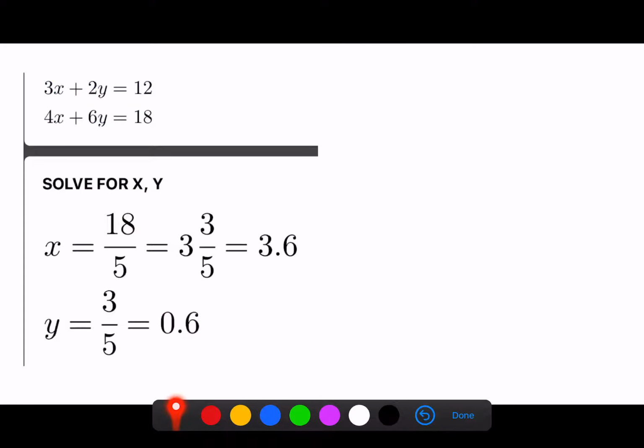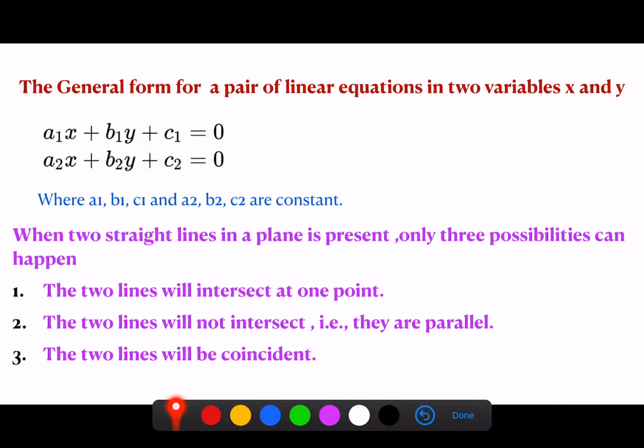Now when we solve it algebraically, you get this value, and we will discuss that later. Now first of all, you know the general form of a two-variable linear equation.